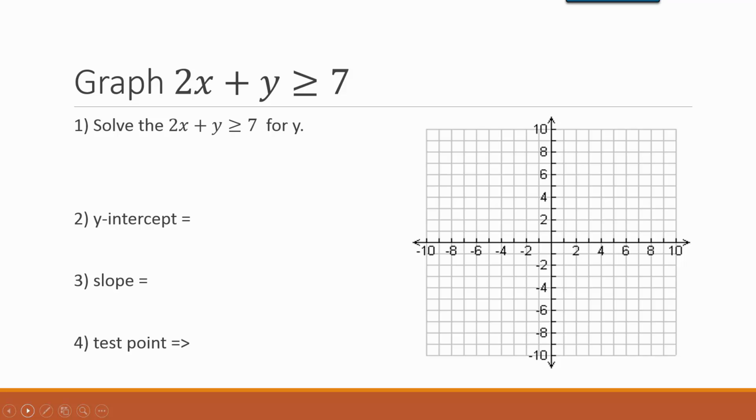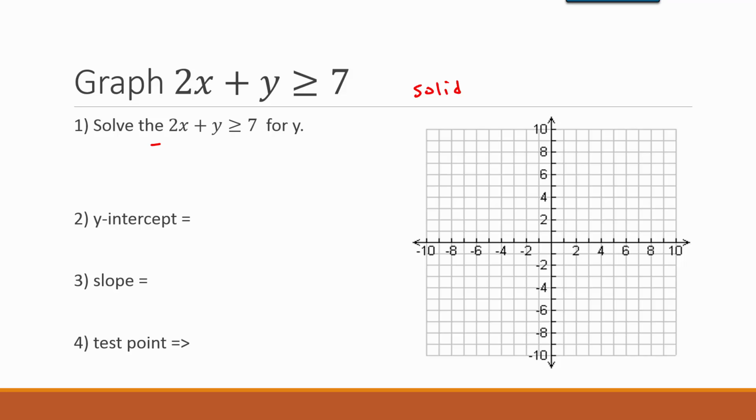Okay, so what if we have 2x plus y is greater than or equal to 7? Well, first of all, I have the or equal to, so that's a solid line because I have the or equal to bar. Solid bar underneath the inequality, solid line.